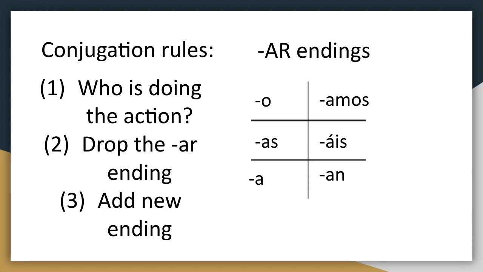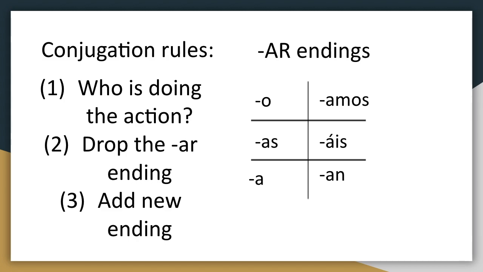Now these endings, we have to pick particular endings to go with the verbs and the subject pronouns that we need. So if we're saying I do an action, we would use the O ending. If we want to say you, we'd use as. If we want to say he, she, or you formal, we would use a. If we want to say we, we're going to use amos. In Spain, if they're using the vosotros form, they would use áis. And if we're working with ellos, ellas, or ustedes, we would use an.